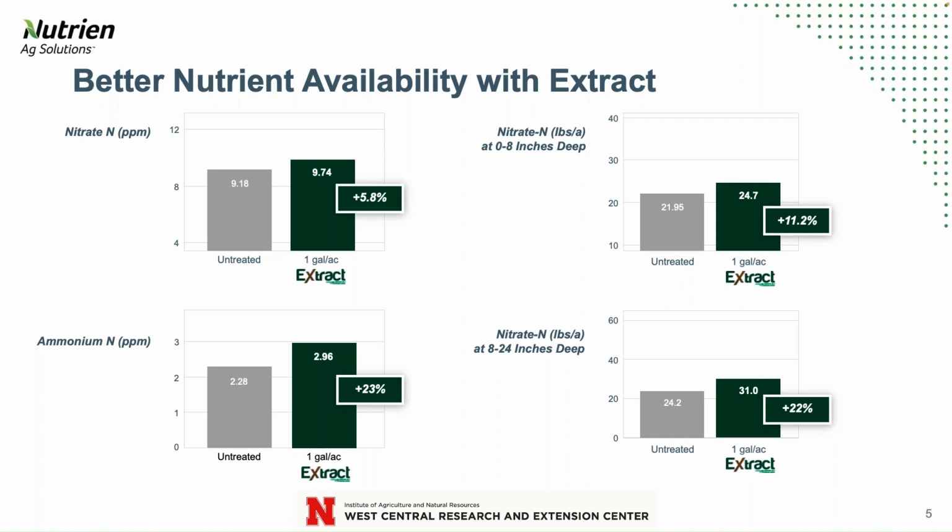And there's 4 charts here where we're looking at nitrates in parts per million. We're looking at nitrates in the 0 to 8 inches, in the 8 to 24 inch depths, as well as ammonium. And you can see in each one of these charts, nitrate in general, almost 6% increase. 0 to 8 inches, 11% increase. 8 to 24 inches, a 22% increase. And with that ammonium, we're looking at a 23% increase in available nitrogen for the crop. So this is the effect that we want with our sidedress UAN.